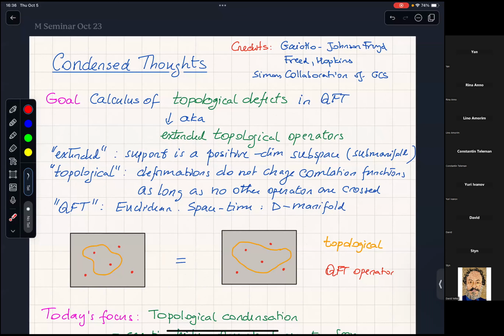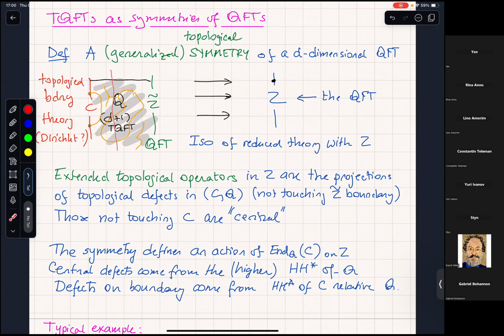Since they do not touch the boundary, you can multiply them somehow. So well, I can compose them in some way. Depends how large they are. I mean, you have to be a bit careful. And you want to think that central defects come from the center and the higher centers of Q. I'll explain that a little bit. The ones that are here are central in some ways. So the Hochschild cohomology and higher Hochschild cohomologies, whereas those that touch the boundary come from the relative Hochschild cohomology of C relative to Q. Again, you're in higher categories.